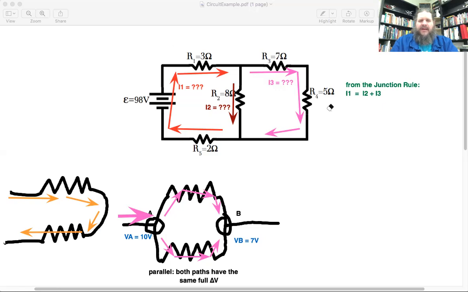And can you identify any paths in this diagram that are in parallel with each other? Any paths that start at the same point and end at the same point?